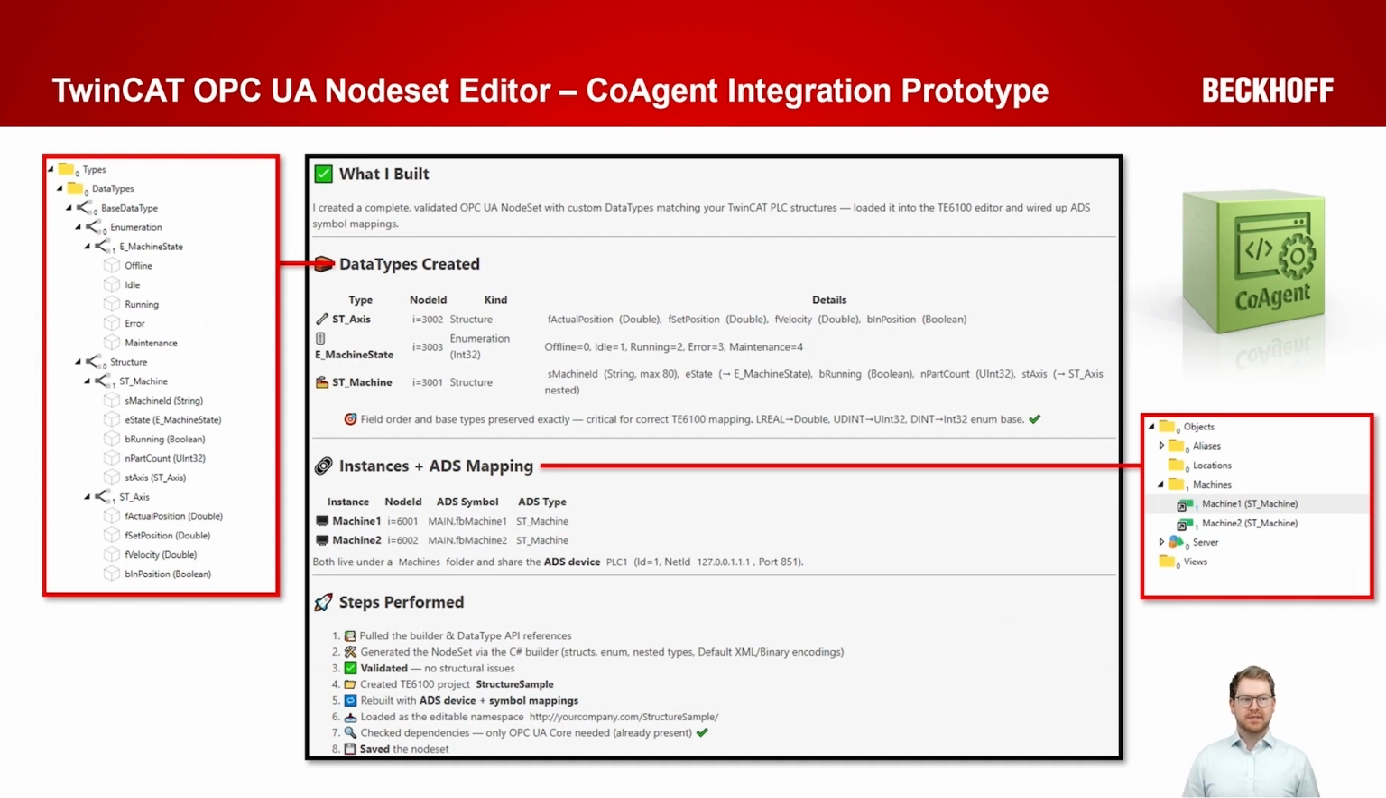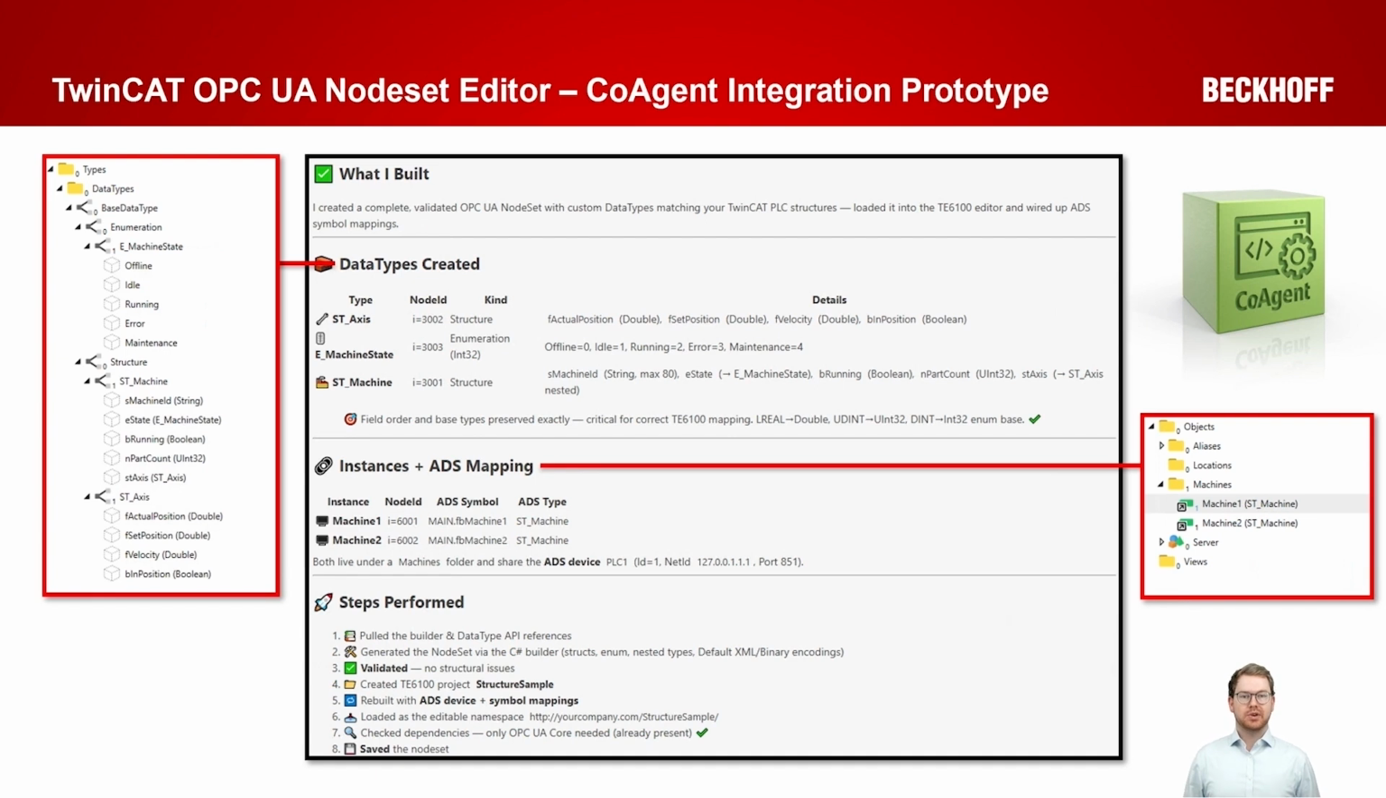In the center, we have a summary of what the co-agent did, and it says that it built some data types. You can see those on the left, the ST axes, the E machine state, and the ST machine. And on the right side, you can see the instances that have been created from those types, machine 1 and machine 2. And they have been mapped to their PLC counterparts. You can also see the steps performed, and this is a nice screenshot for those of you who've already worked with bots, with large language models and agents.